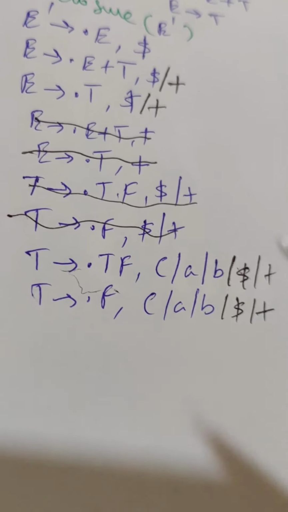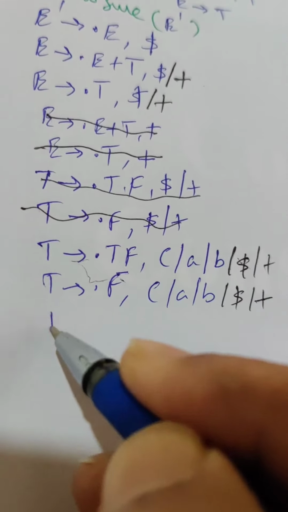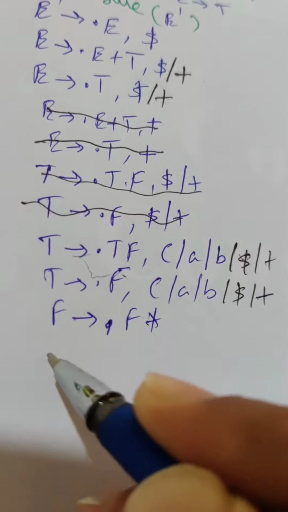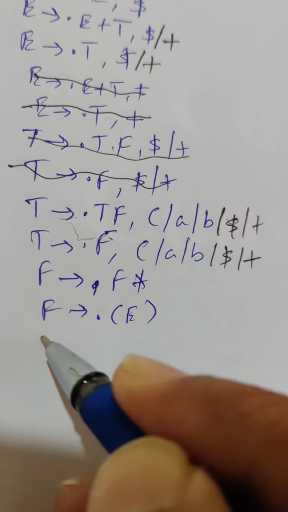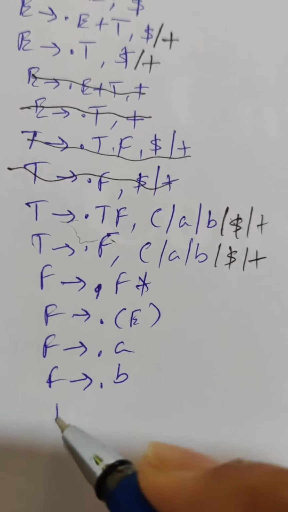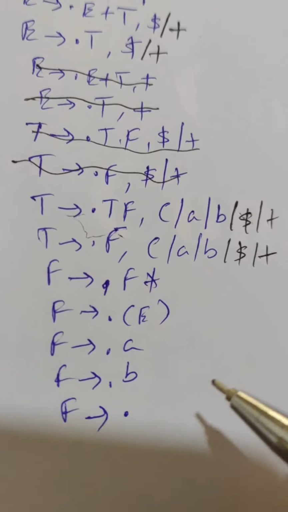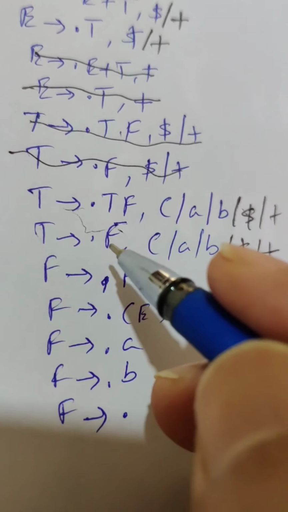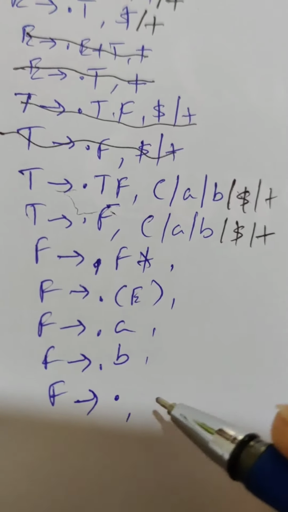Now after the dot we got F. T is already covered. Now for F: F goes to dot F star, F goes to dot bracket E, F goes to dot A, F goes to dot B, and for F goes to epsilon, there's only one item generated here, that's F goes to dot. That's a finish rule. Now all these 5 rules are because of this F, and the lookahead of this F can be all of this. So for all the rules we have to write the same lookahead.